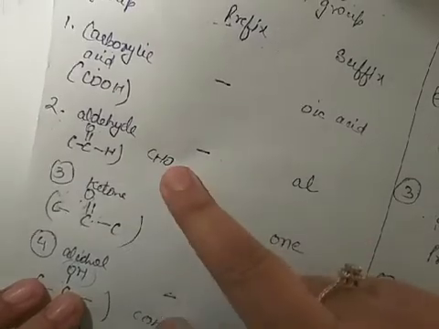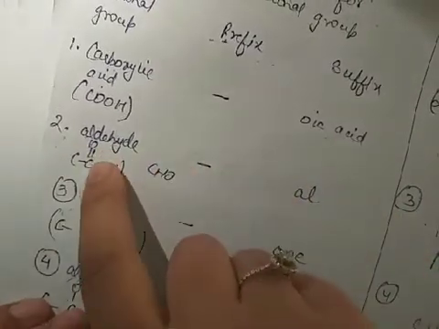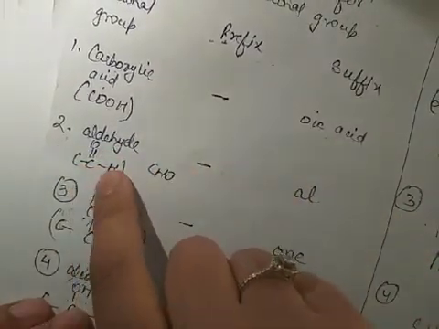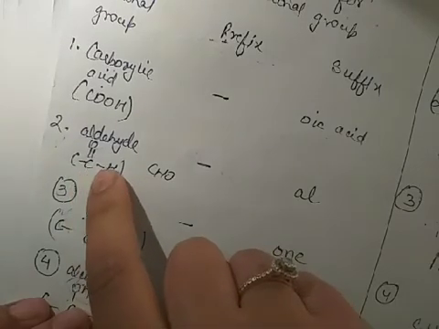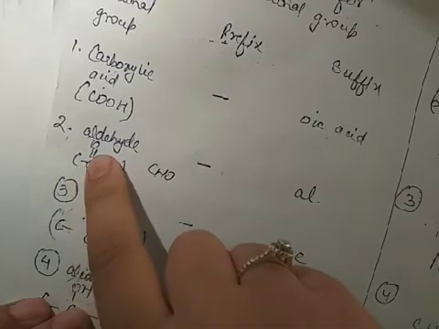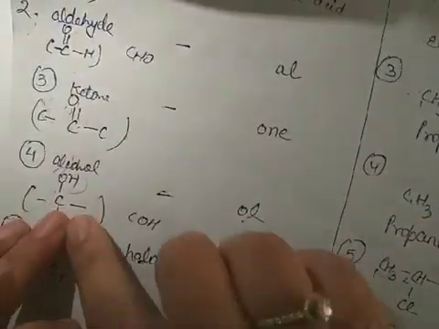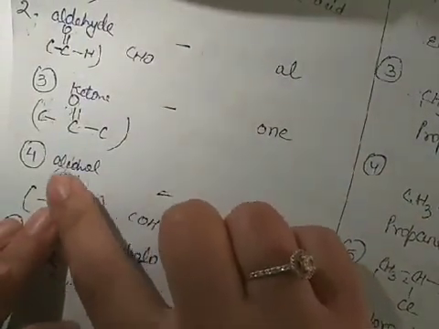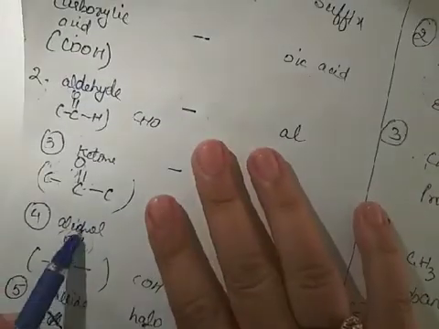So how will you distinguish what is this and what is this? You just make its diagram and you will see. If carbon is bonded directly with hydrogen and carbon is doubly bonded with oxygen, then it is aldehyde. But in the case of alcohol, hydrogen is bonded with oxygen.